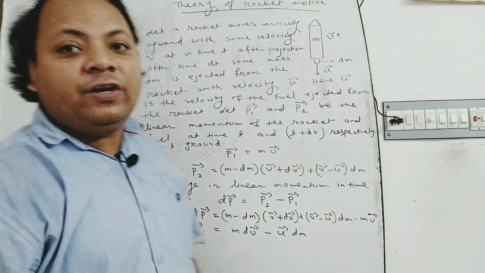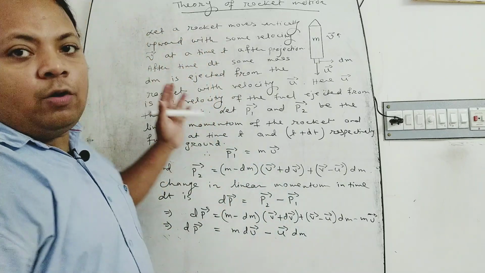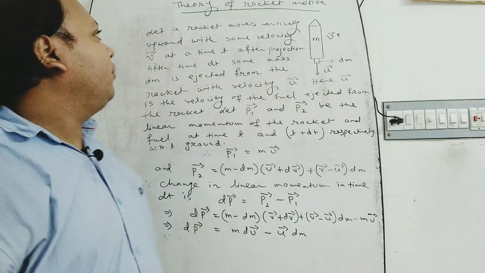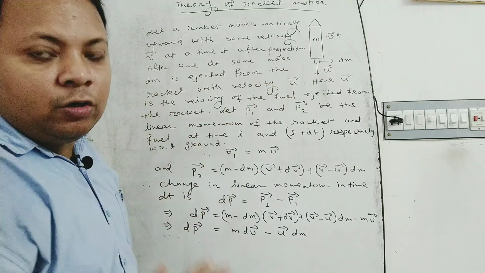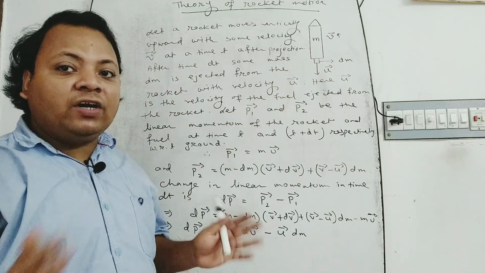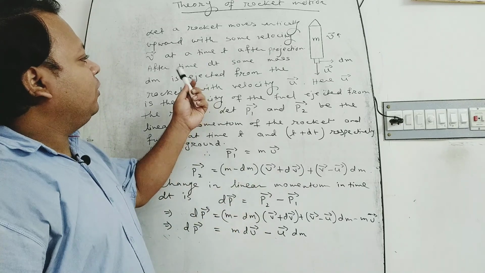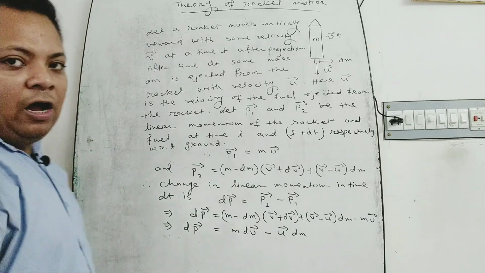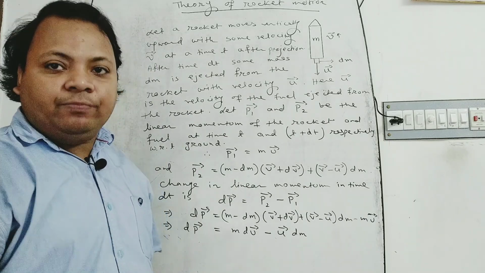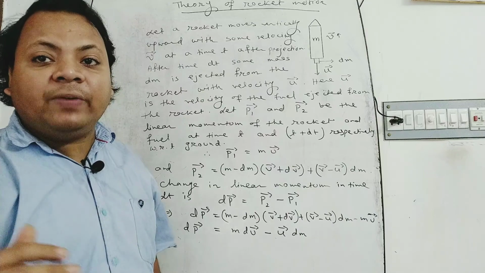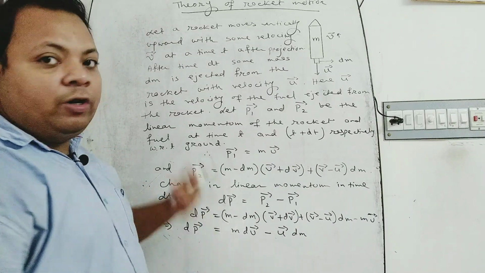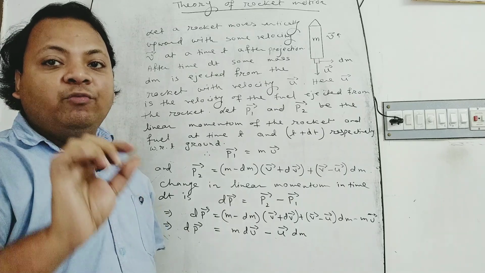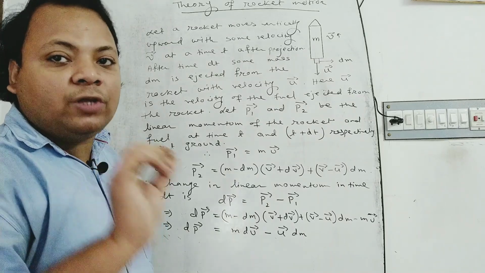Now I am going to discuss the theory of rocket motion. Let a rocket move vertically upward with some velocity v after time t, small t, after the projection of the rocket. After some time dt, that is at the time t plus dt, the velocity of the rocket becomes v plus dv. Here dv is the increase of the velocity of the rocket.